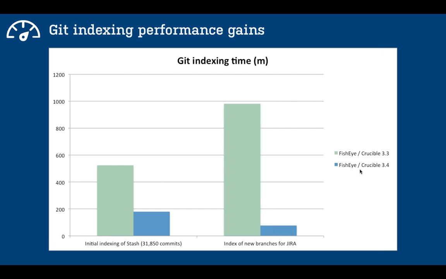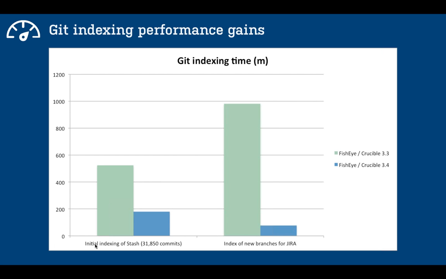Another thing that I mentioned was the Git indexing performance. So we had a lot of improvements, as you can see. The green bar is the performance that we had in FishEye Crucible 3.3, and the blue is the performance that we observed in FishEye Crucible 3.4. And the optimization was both around the indexing time.